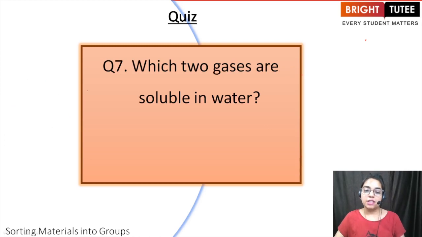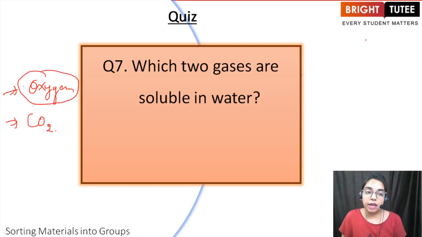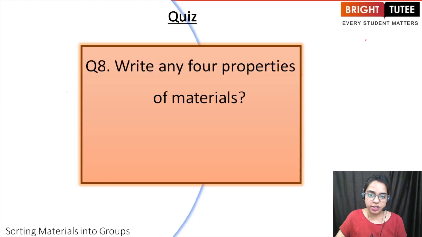Which 2 gases are soluble in water? We know oxygen and carbon dioxide are the gases which are soluble in water, and it is because of the presence of this oxygen gas that aquatic life is able to survive, because the aquatic plants and animals take in oxygen which is dissolved in water, right? Let's move to the next question.